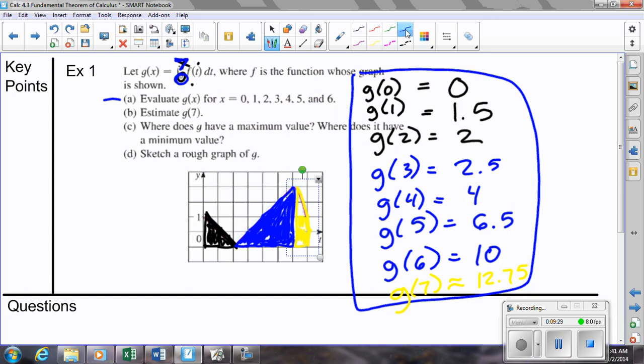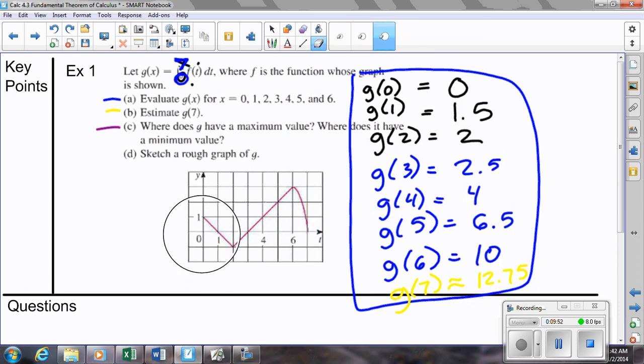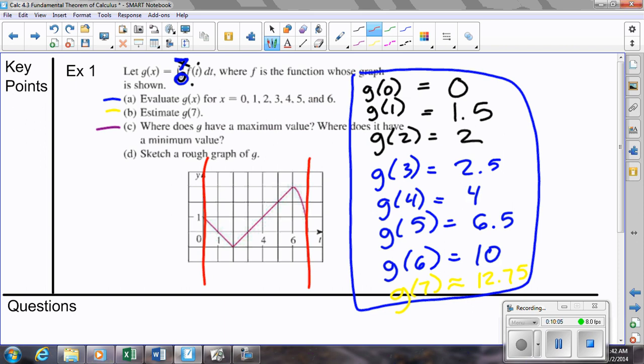Okay, so let's consider this now. Looking at part C, does G have a minimum value? Yeah. Does it have a maximum value? Well, it depends on kind of where the graph goes from here. When we're looking at this particular graph, the entire domain seems to be listed within just this window of 0 to 7.